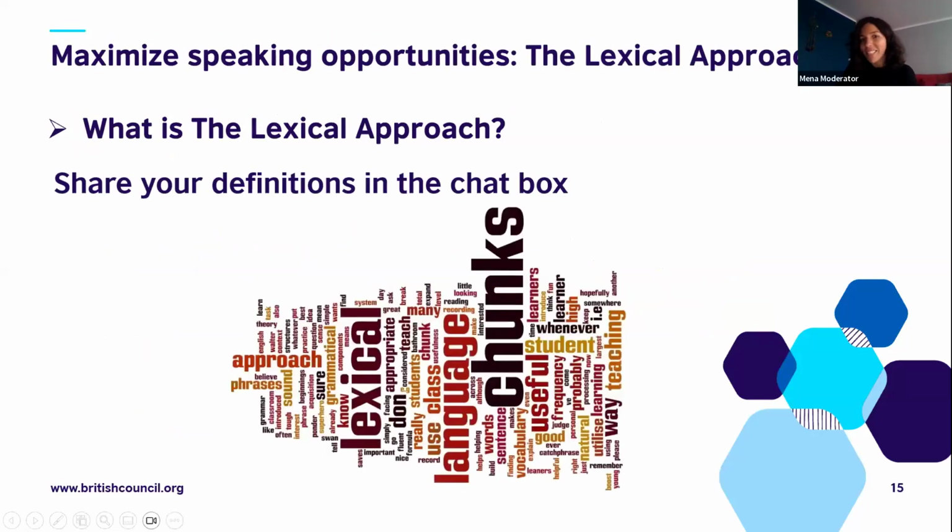What is the lexical approach? So again, in the chat box, share your definitions of what the lexical approach is. We just saw an example of it. Reflect on that if it's the first time you hear about it, and which I'm sure some of you already know. What is the lexical approach? In the chat box.